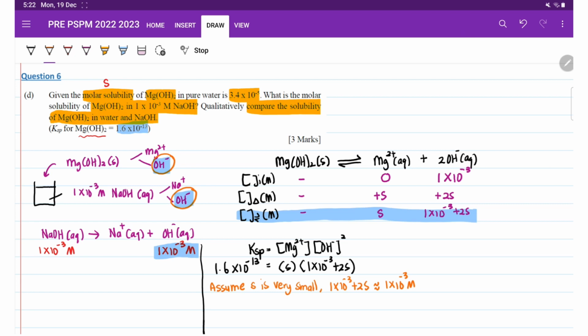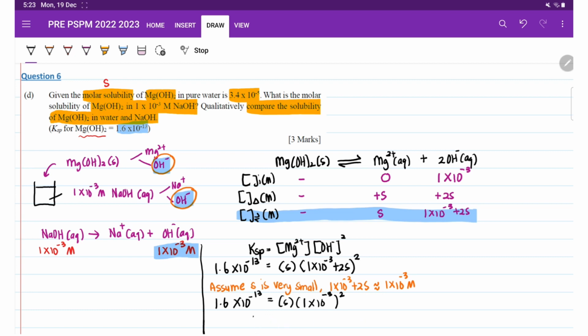We assume that since S is very small, so 1 times 10 to the power of negative 3 plus 2S equals to 1 times 10 to the power of negative 3. So concentration dekat sini tak berubah banyak lah. Kita assume dekat sini. Okay, so the reason for the assumption dekat sini adalah untuk memudahkan kita punya calculation. Okay, so dekat sini tadi saya tertinggal, dekat sini sepatutnya ada kuasa 2. So, kita akan tulis balik kita punya equation. So, now it will be 1.6 times 10 to the power of negative 13 equals to S times 1 times 10 to the power of negative 3 to the power of 2.